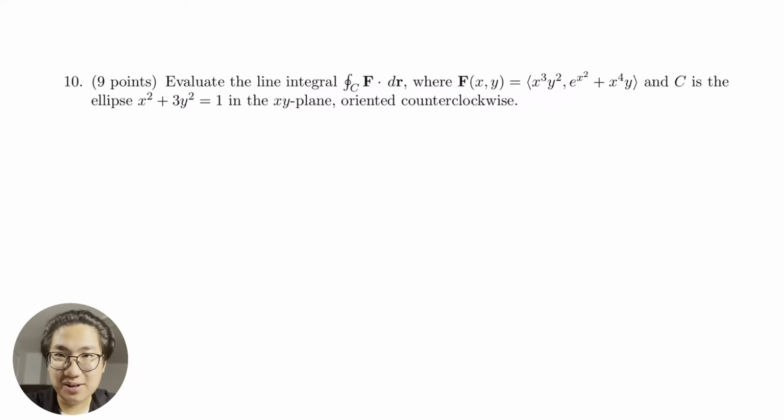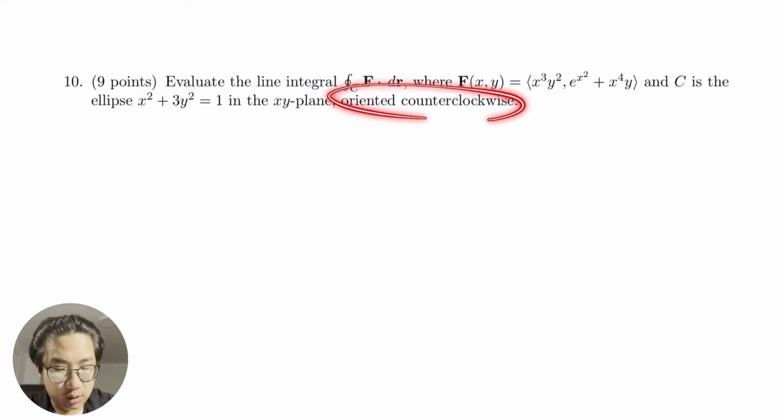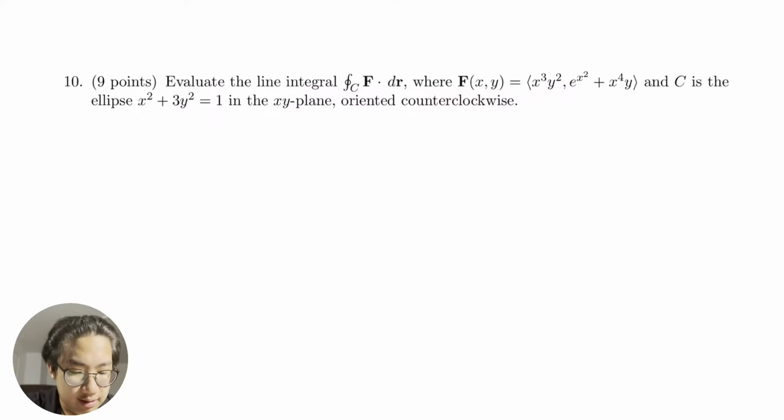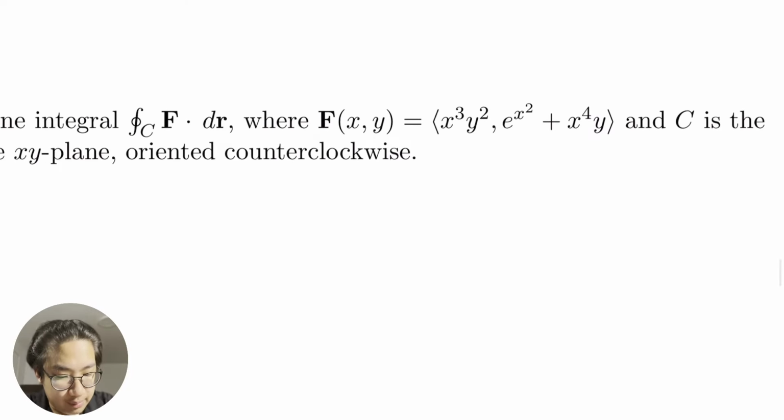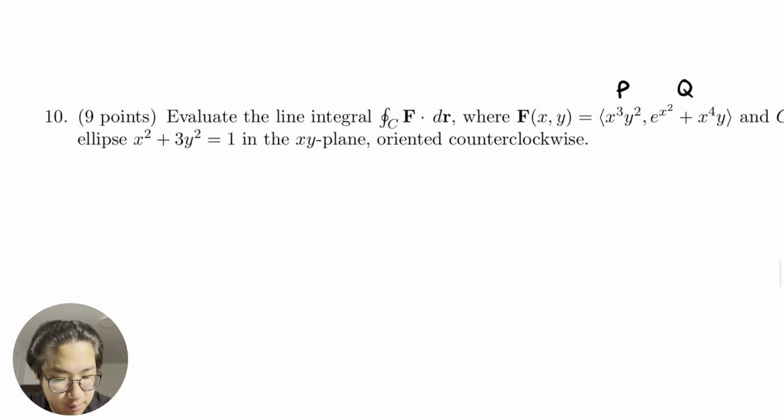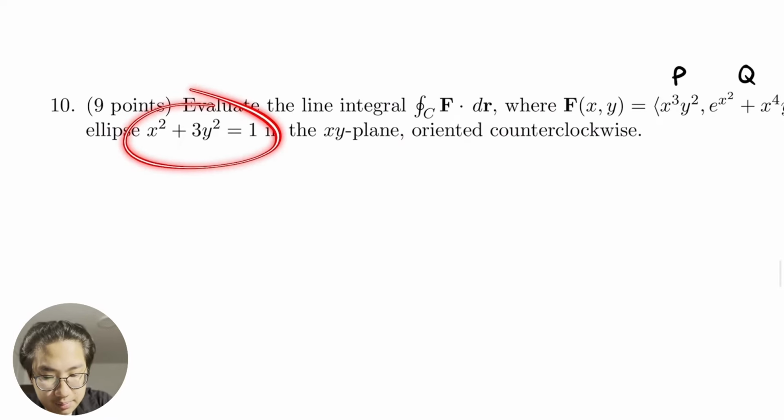So I'm just going to quickly preface this by saying I'm not quite sure what role the orientation plays in this question. My best guess is that it makes it more difficult to actually find a parameterization for the curve C, which forces you to use Green's theorem, which is what they want you to use in this question. So first, I'll quickly just label this as P and Q. And before writing out Green's theorem, I'll quickly sketch out this ellipse over here.